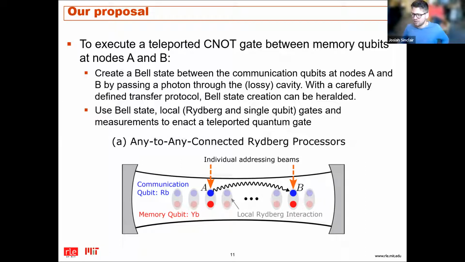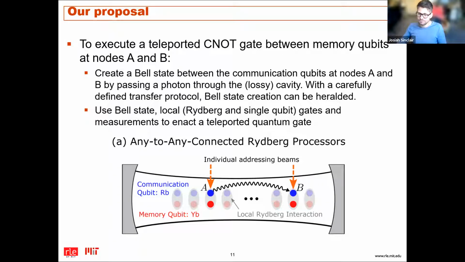Our approach to realizing a long range 2-qubit CNOT gate involves two steps. First, we're going to create a Bell state between the communication qubits at nodes A and B by passing a photon from A to B via the lossy cavity. If we design our transfer through the cavity right, we can measure that the communication qubit at node B is not in a certain state without destroying the entanglement.